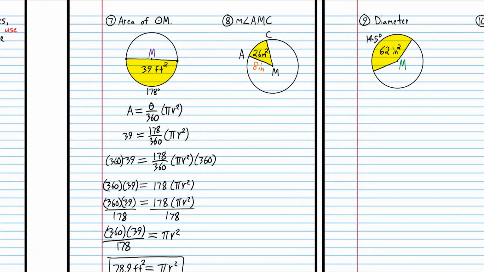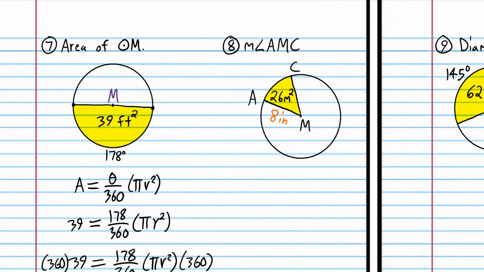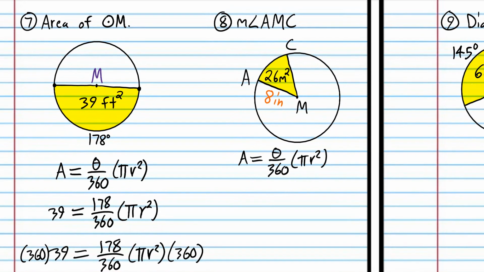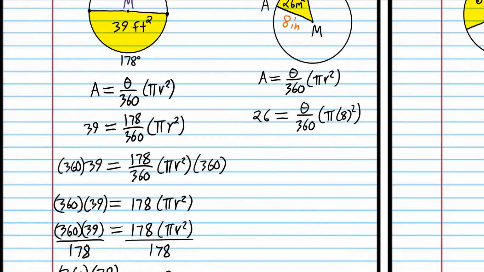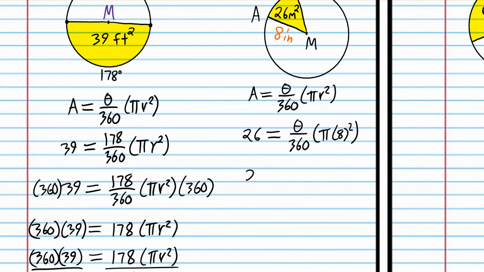All right, we're back. So I'm going to start by writing that formula. And we'll plug in what we know and solve for what we don't know. So we know that the area of the sector is 26, and we're looking for theta, so we don't know what that is. And we know that the radius is 8, so 8 squared. 26 is equal to theta over 360 pi times 64. 8 squared is 64.